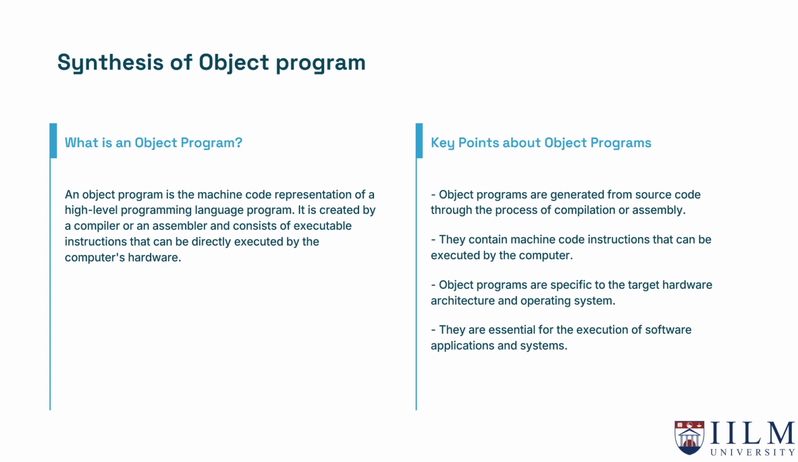Now these are some architecture related things that we have already discussed in the second lecture. For example, if you want to interact with a printer driver, then the object programs are specific to the target hardware. If the target hardware is a printer, we need a printer driver. If the target hardware is a display device, we need some display resolution and compatibility. So they are essential for the execution of software applications and systems.